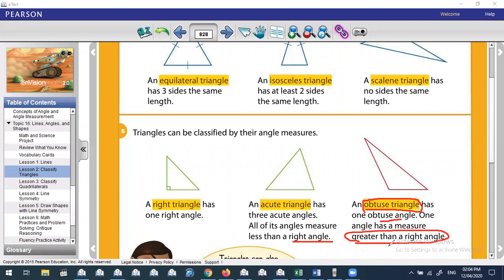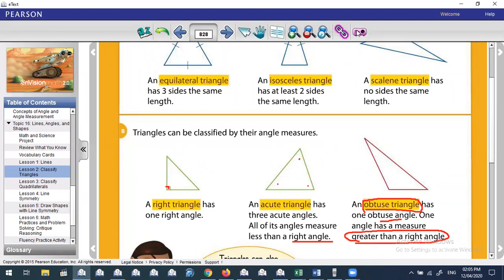So again, a right triangle has one right angle, a square corner like that. An acute triangle has 3 acute angles; the 3 angles are smaller than the right angle. An obtuse triangle has one obtuse angle, and the obtuse angle is more than the right angle, more than 90.